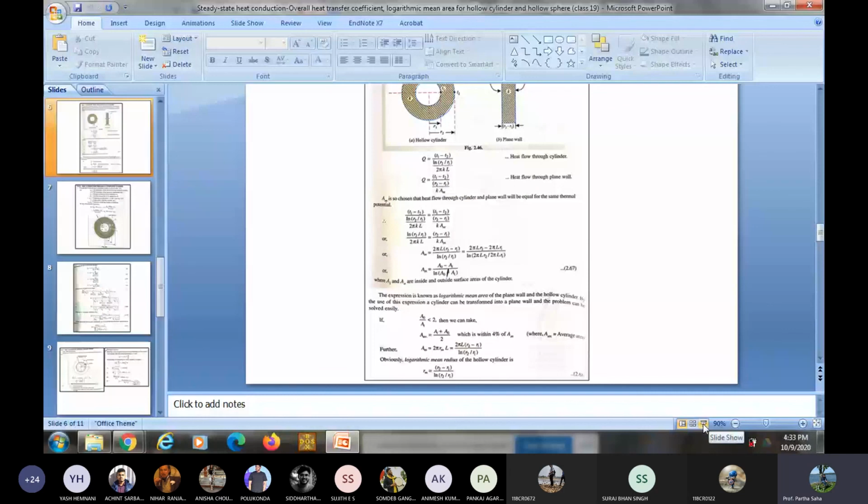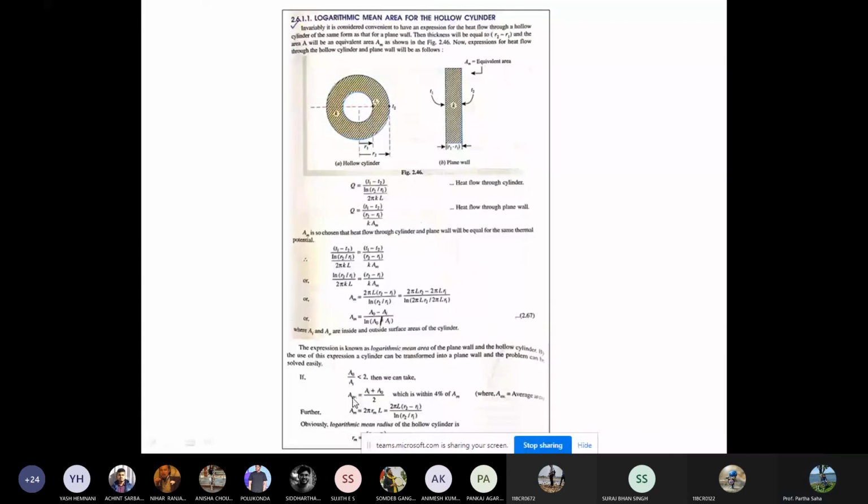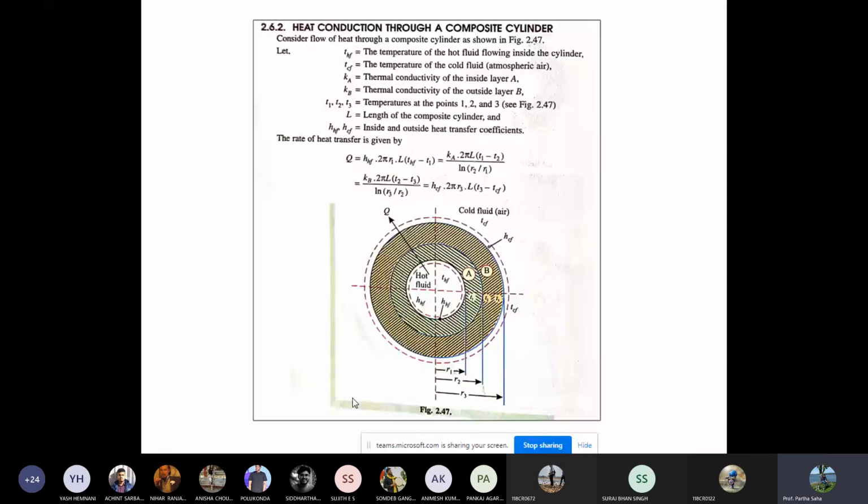Then I think we also discussed heat conduction through a composite cylinder. Again, you can derive this expression. There is a hot fluid flowing through the inside, and cold fluid outside. So you can write down THF, the temperature of the hot fluid flowing inside, and TCF, the temperature of the cold atmospheric fluid outside. KA is the thermal conductivity of the inside layer A. Then there is another layer, with thermal conductivity KB, the outside layer B. T1, T2, T3 are the temperatures at points 1, 2, and 3. This is point 1, this is 2, and this is 3.